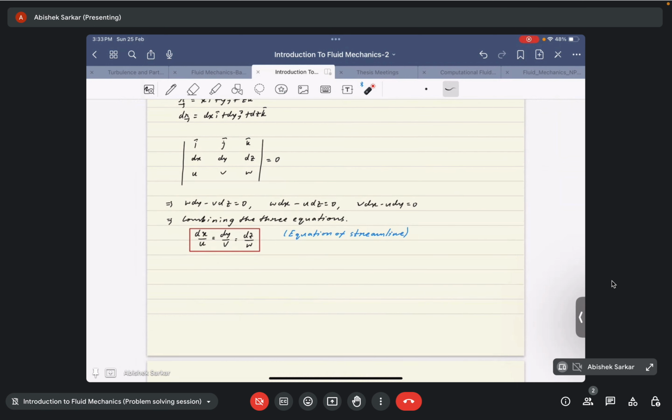Okay, the detail of the derivation is given in the lectures. I will suggest that you go to the lectures and revisit and understand the detailed derivation. But for today's session, only this formula would be enough to derive the equations for the streamline. Okay.